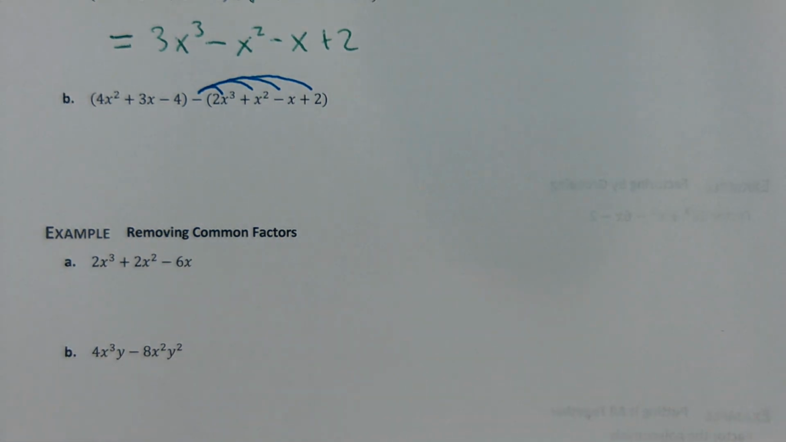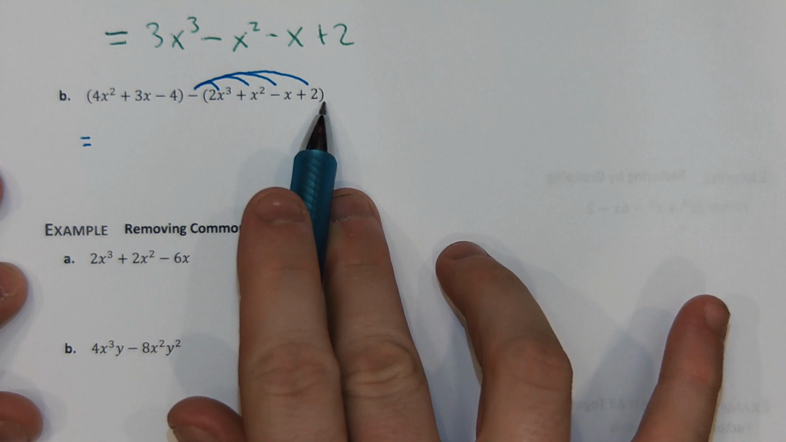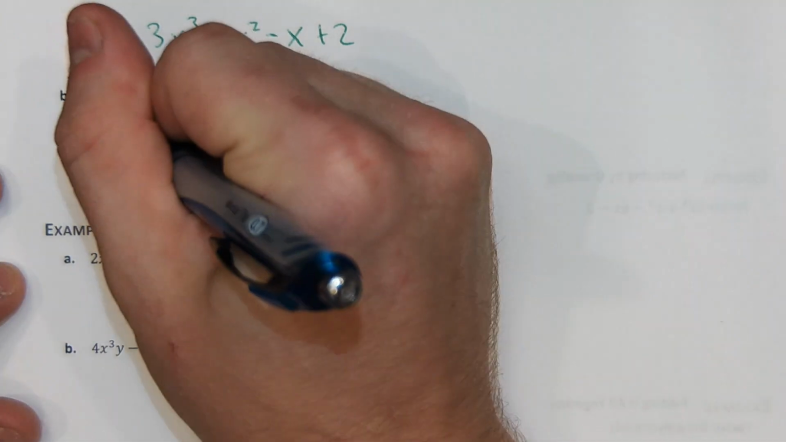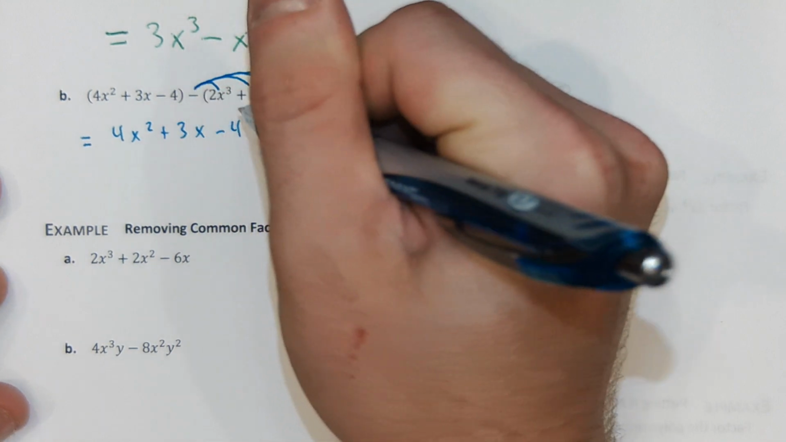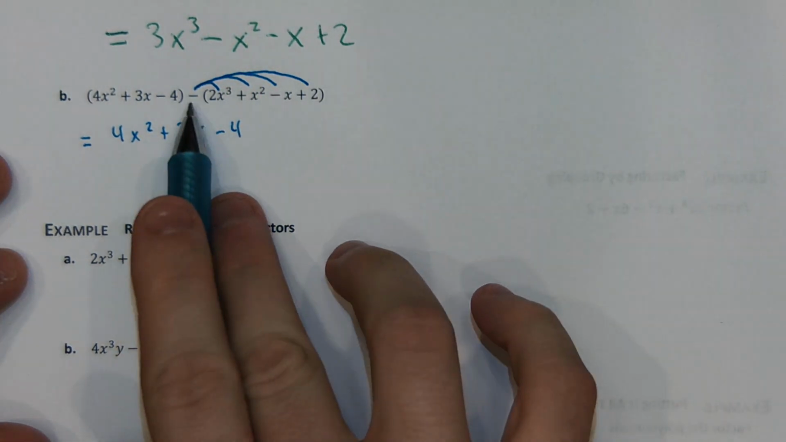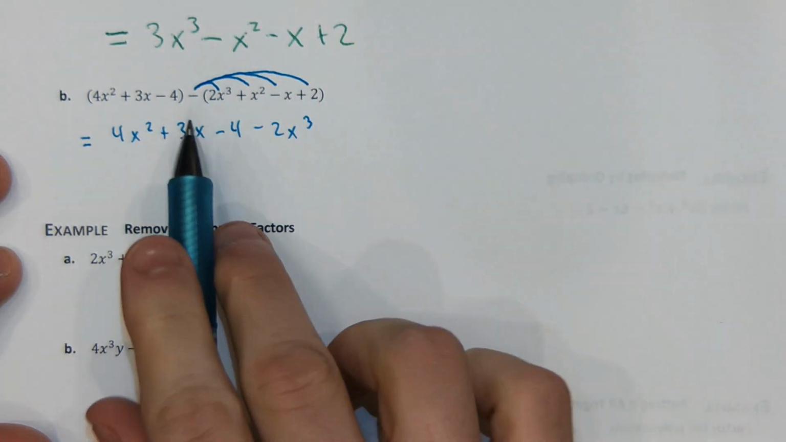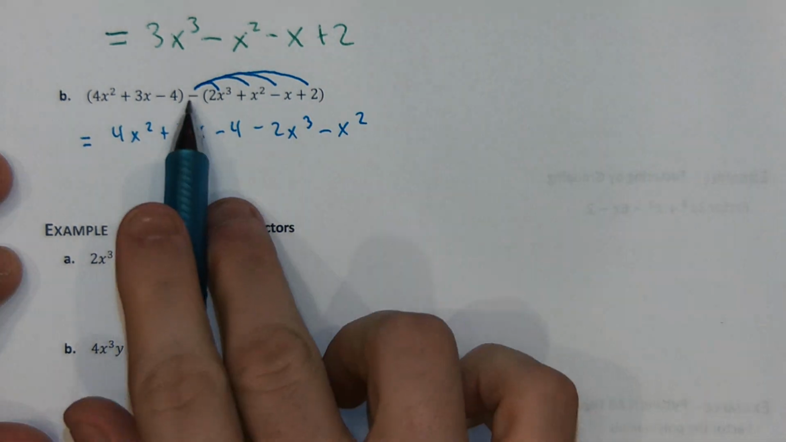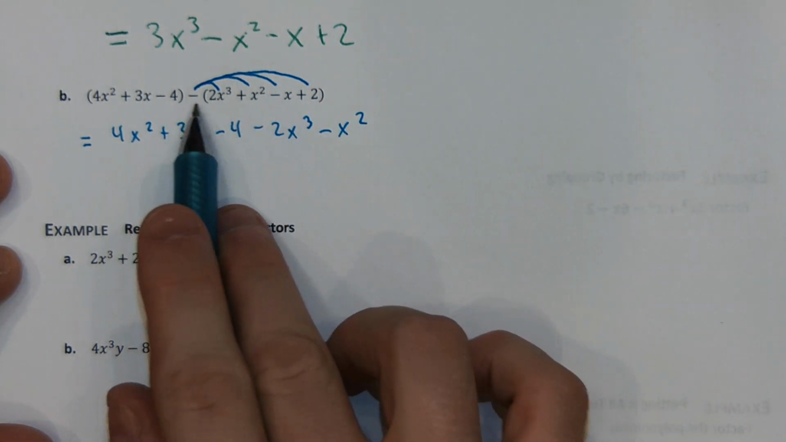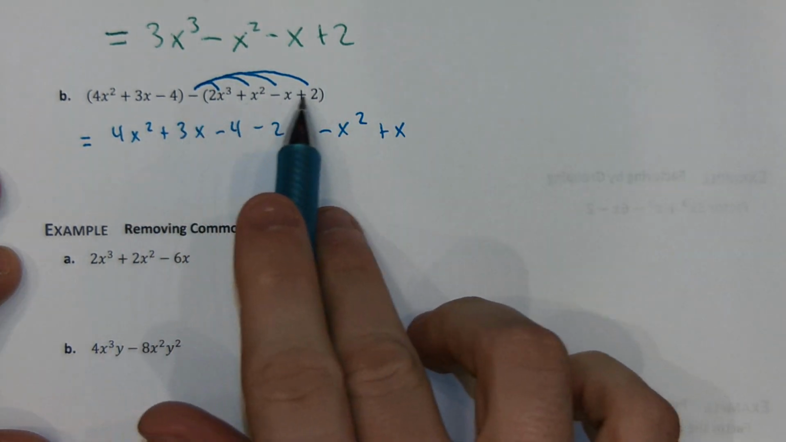So what I'm going to do is drop my parentheses and write down all my terms after I have distributed this negative sign. So the first one's just going to be 4x squared plus 3x minus 4. Now, minus 2x to the third, minus x squared, minus -x. Minus negative always means plus. Plus x minus 2.